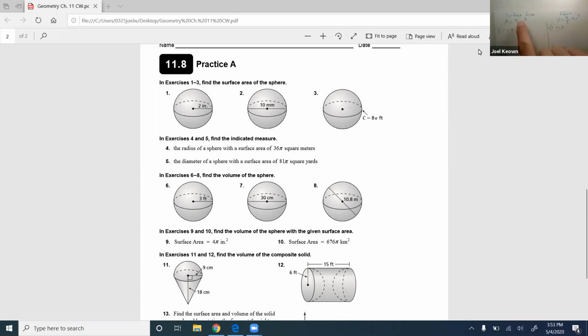And on my paper, I have surface area and my volume equations. We'll use surface area for 1 through 5, and then volume for 6 through 10, which is why I can have them columned like this. And we'll switch over to my paper now.